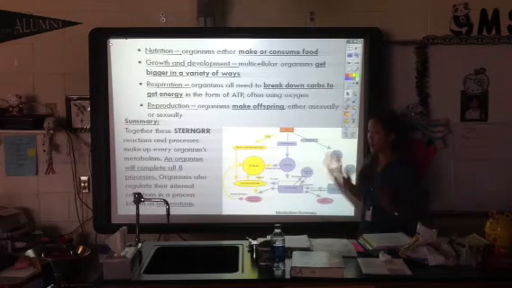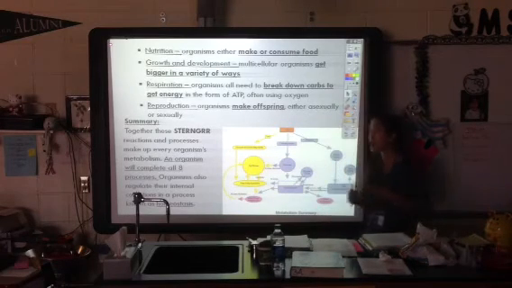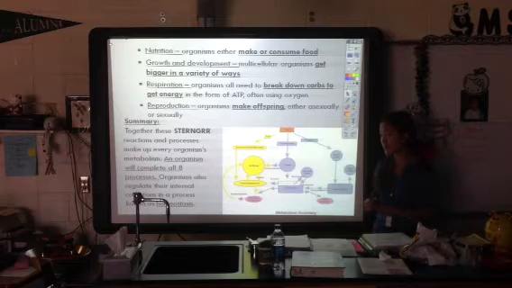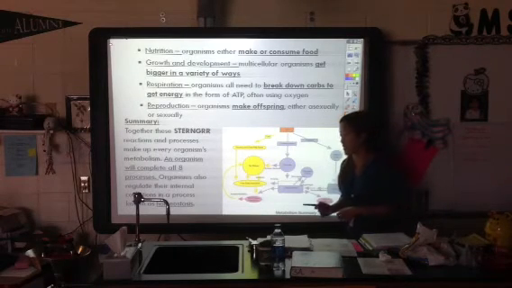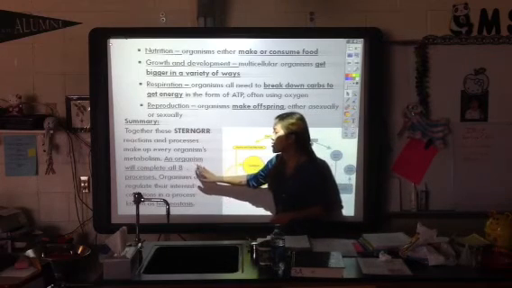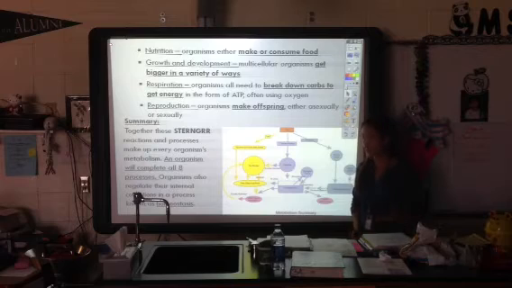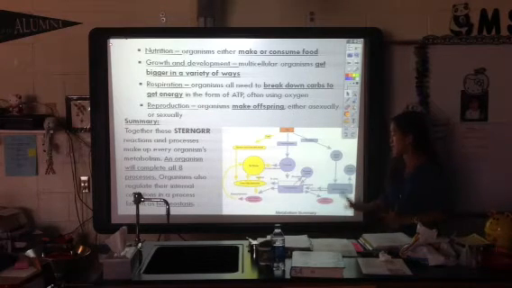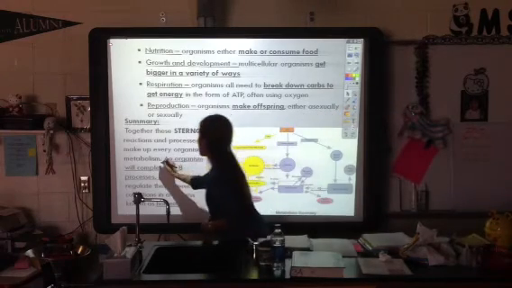So to sum that all up, together, all of these STERNGRR reactions and processes make up every organism's metabolism. Okay, so that's all the chemical reactions occurring within your body. That's what metabolism is. An organism will complete all 8 of these processes, and organisms also regulate their internal conditions in a process known as homeostasis. So, again, if you're thinking about all of your chemical reactions, that's what metabolism is.